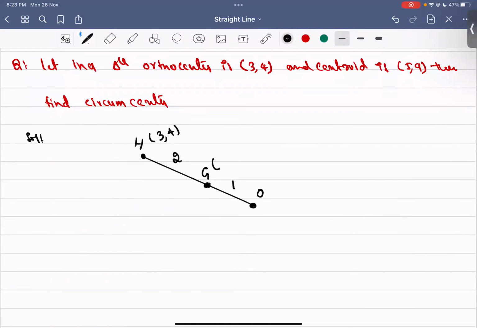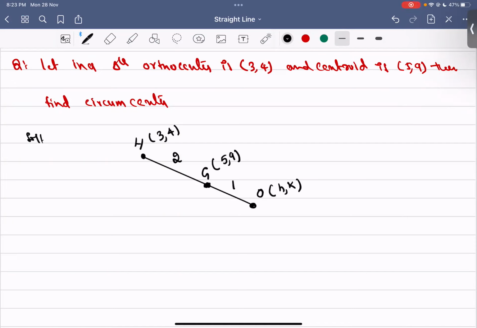Centroid is given as (5, 9). So it is being asked to find the circumcenter. Let the circumcenter coordinates be (h, k). Now, with the help of the internal division formula, we can find it.